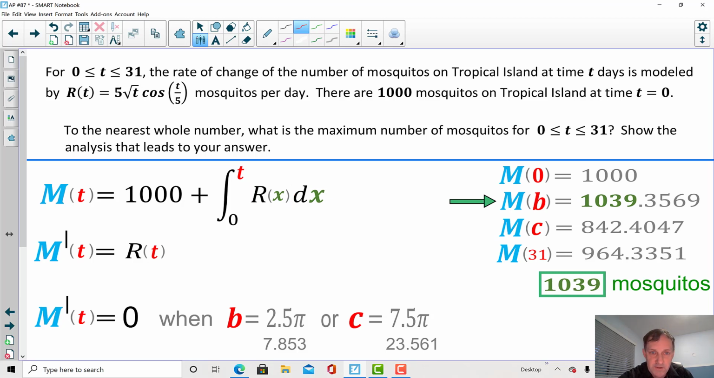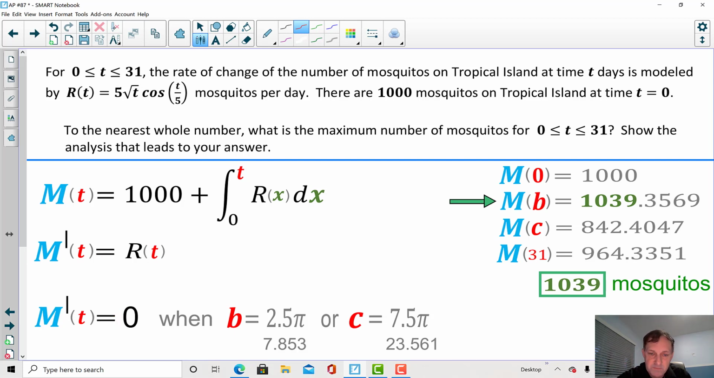But what they want us to do here is find the maximum number of mosquitoes on the island during our 31-day period. So we want to maximize this function here. How do we find the max of something? Well, you need to do the derivative and find out where it's either equal to 0 or where it's undefined.